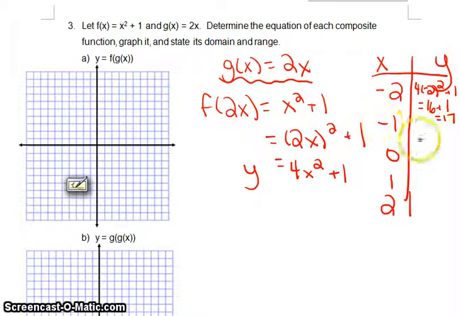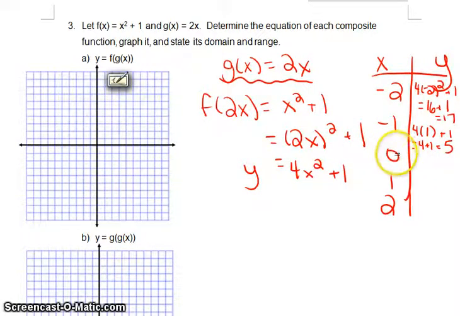Substituting in -1 for x, we have 4 times -1 squared. -1 squared is just equal to 1, plus 1. So that is equal to 4 plus 1, which is equal to 5. Then substituting in 0, we get 0 squared times 4, so it'd be 0 times 4 is 0, plus 1. And that is equal to 1.